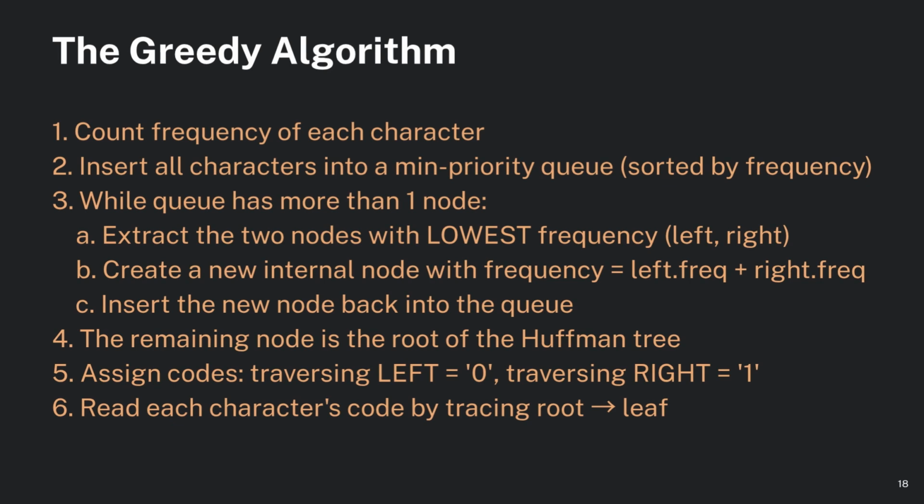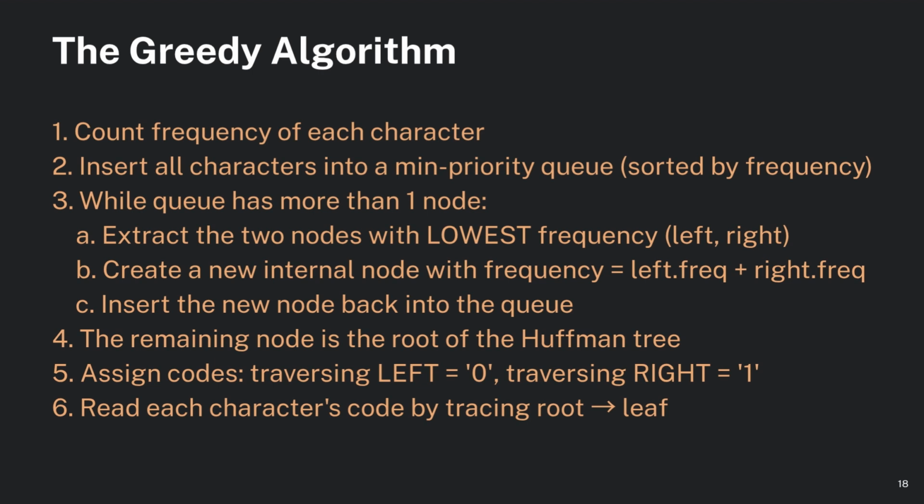Then, we insert all characters into a min priority queue sorted by frequency. Why? Because we want to reach the characters which have the lowest frequency first when we build the tree. While the queue has more than one node, we are doing the following three steps repeatedly.